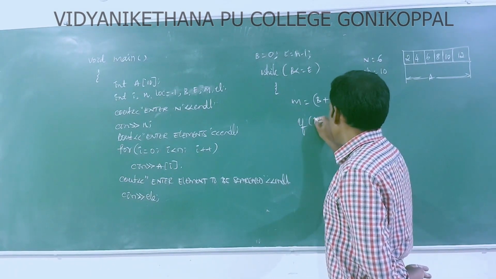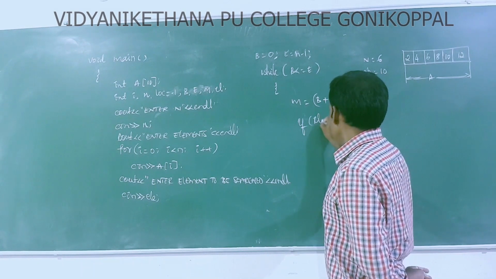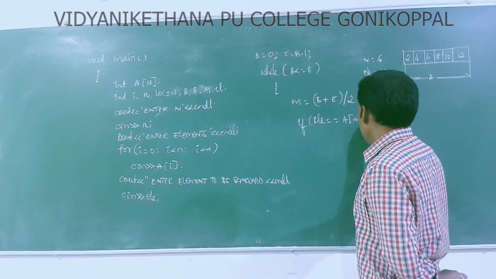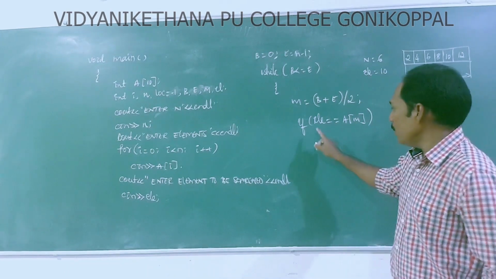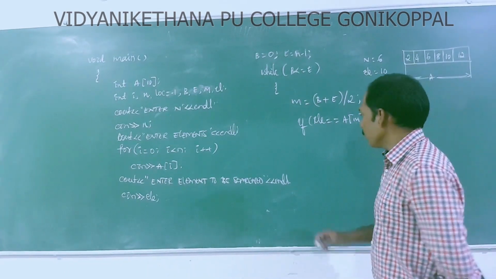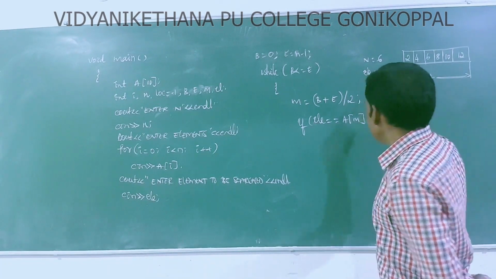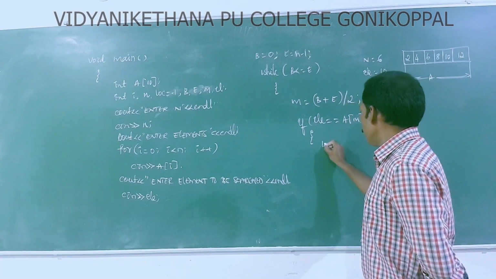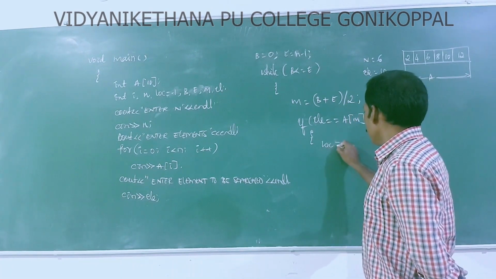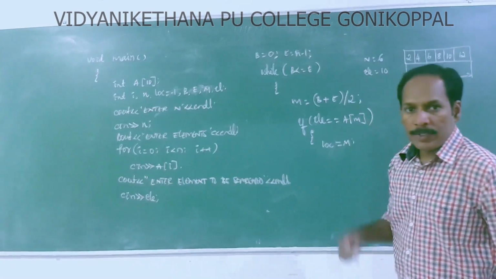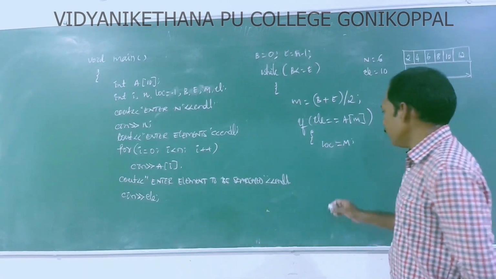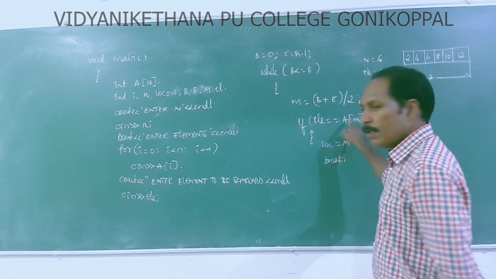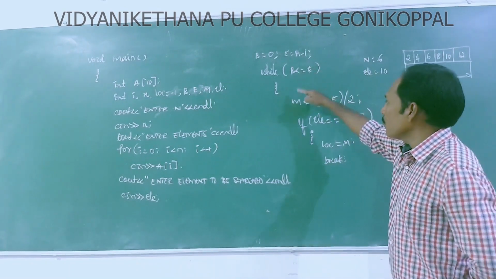If the element you are looking for, using the relational operator double equal, equals A of m, so the element is found. That is, the element you are looking for and the element in the array are both the same. So there we do two statements. One, we copy the location, so the location will be m. After this, as usual, stop the repetition. Once we got the element, there is no need to repeat this while.